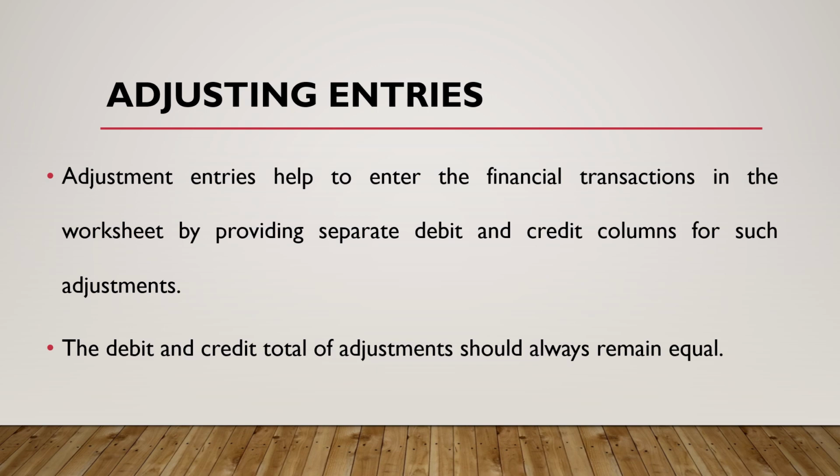Adjusting entries is the second part of the worksheet. Only adjusted items are recorded here. Adjustment entries help to enter the financial transactions in the worksheet by providing separate debit and credit columns for such adjustments. But remember, the debit and credit totals of the adjustments should always remain equal.